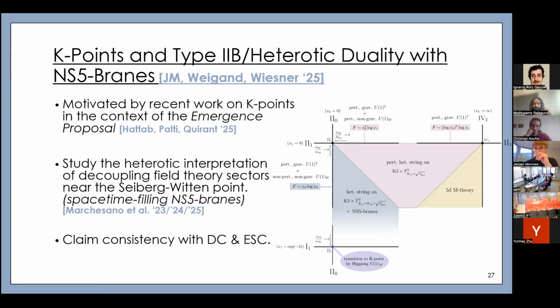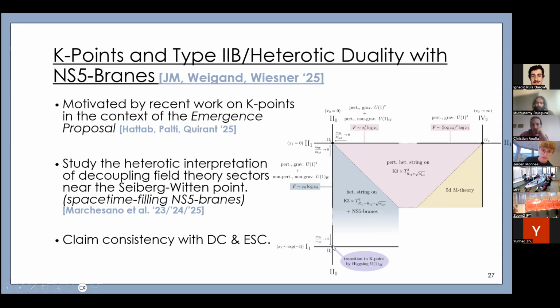And the main reason why we wanted to look at this case is because we were motivated by this recent work on K-points in the context of the emergence proposal by Hattab, Bhatti, and Keran. These K-points, they are type 2 limits, but in one parameter models. And they look a bit funky at first. And so our strategy to address the interpretation of those K-points was to first look at a two-parameter model, for which we sketched the moduli space here, then understand what is going on there, and then try to transition to a one-parameter K-point model by doing some conifold transition here.